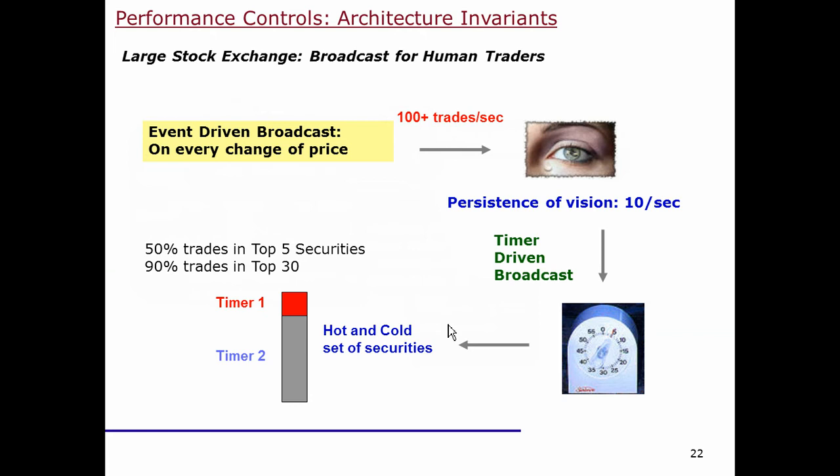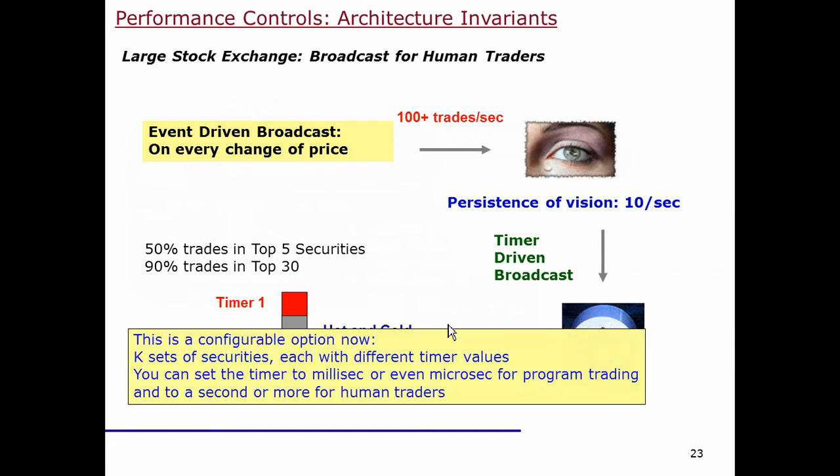Several years back, when it was analyzed, it was found that 50% of trades occur in the top 5 securities, 90% in the top 30. Well, that was at a given point in time. These numbers could keep changing. So the idea was, why not have a segregation into hot securities and cold securities and have different timer values for these, so that the human eye cannot find out the change, and you're still quite comfortable that even if the actual changes occur at thousands per second, you may broadcast it only once every few seconds.